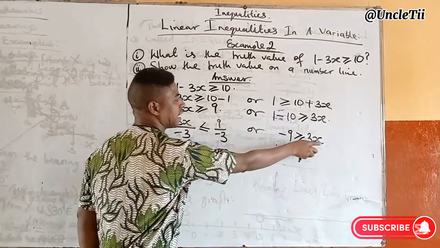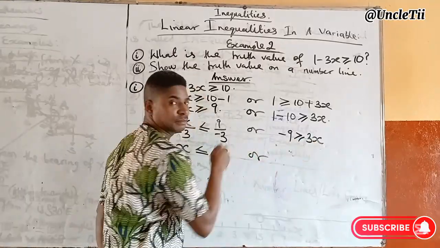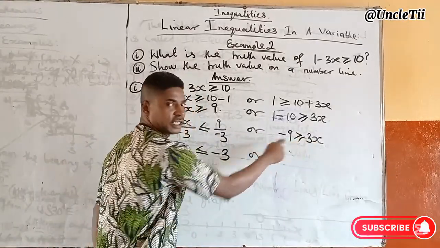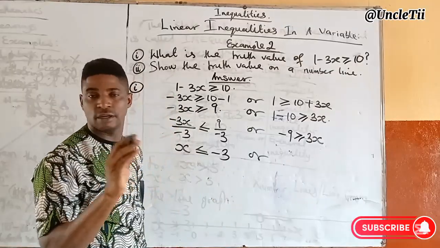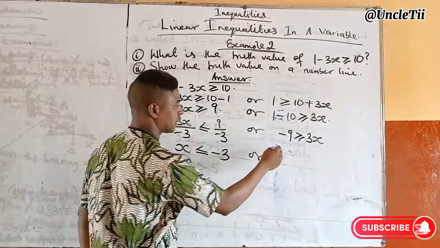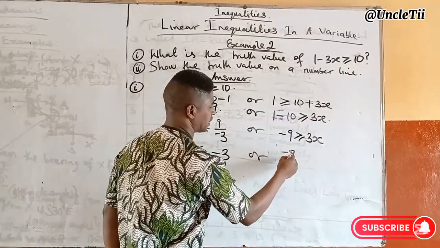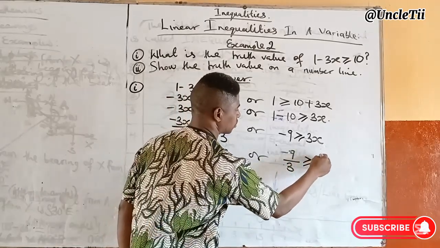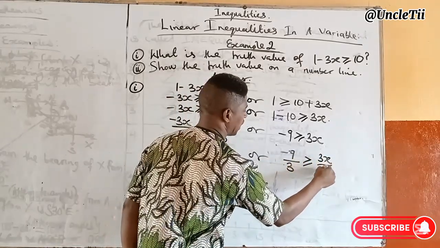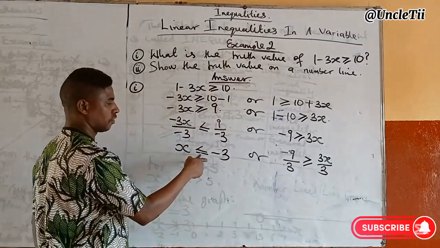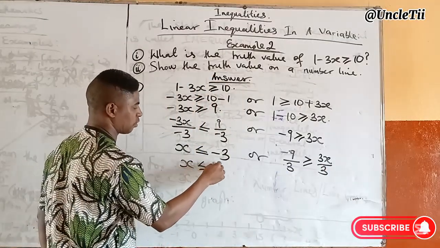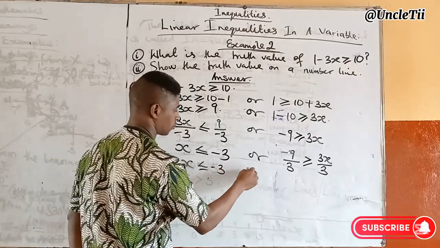Or, so over here now, we are going to divide both sides by the coefficient. But the coefficient here is plus 3. The inequality sign will not be reversed. That will give us minus 9 over 3 greater than or equal to 3x over 3. Of course, we already have the answer here. It remains x less than or equal to minus 3.